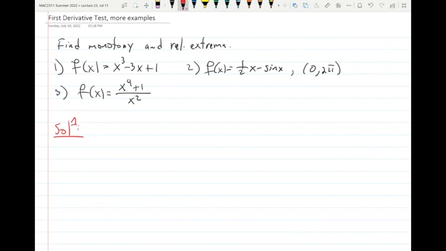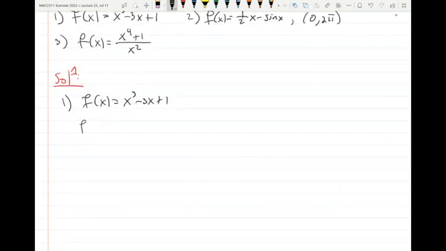So when you want to find whether a function is increasing or decreasing and the relative extrema, you need to look at the first derivative. Okay, so that's the first thing, find the derivative. All right, so we have a cubic here. What's the derivative of this function? 3x squared minus 3. So that's 3x squared minus 3.